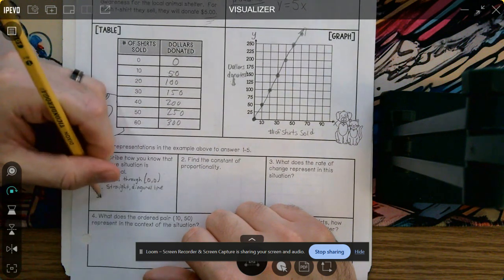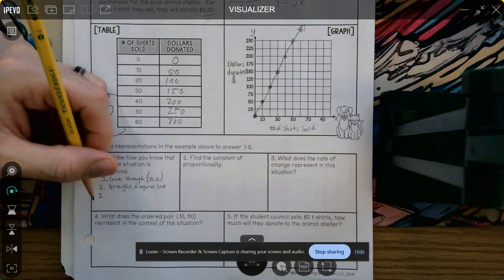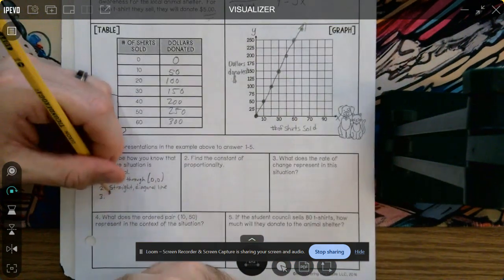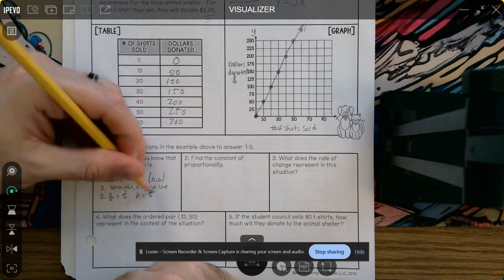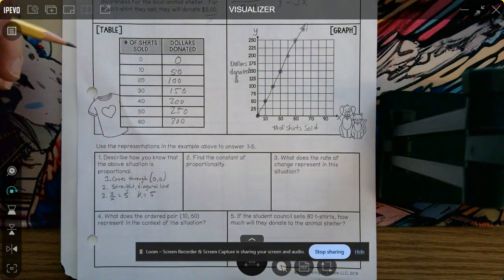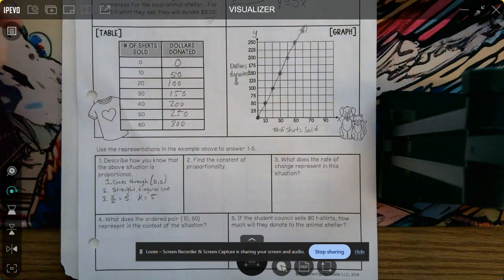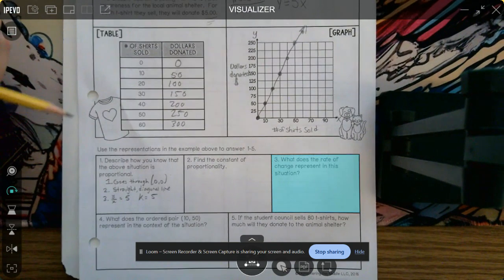And what else do we know? It has a k value. y over x is equal to 5, or otherwise known as k equals 5. So there's a constant of proportionality for all of my values on my table and in my graph. So those are 3 things that I know that make this proportional.